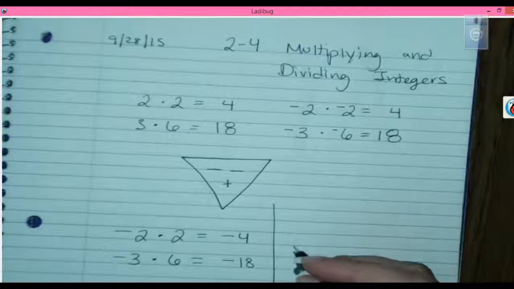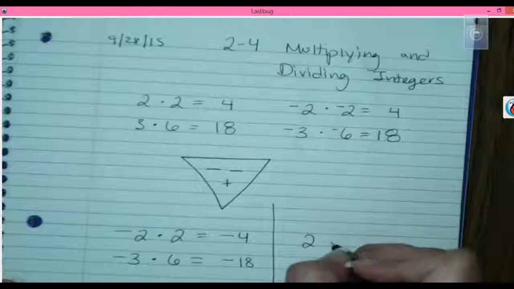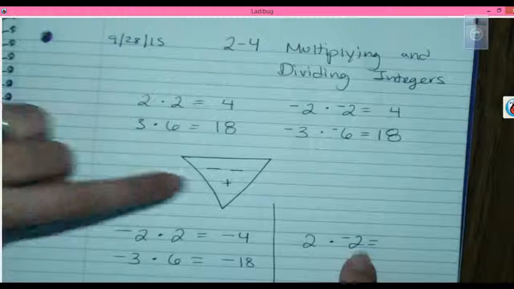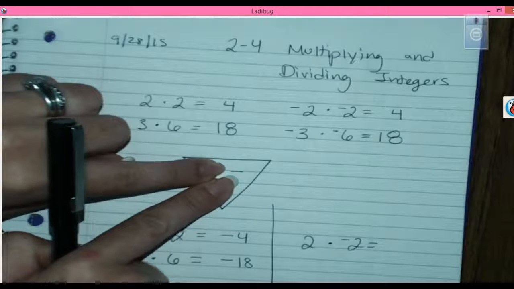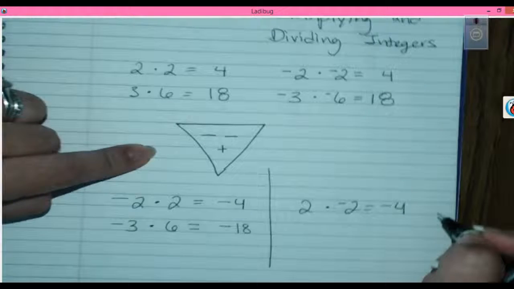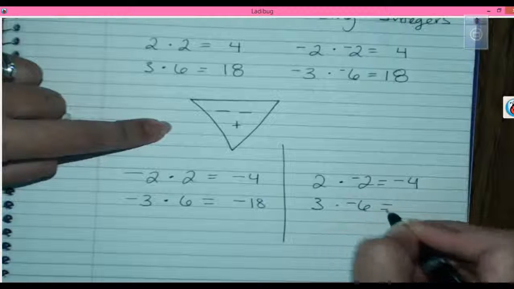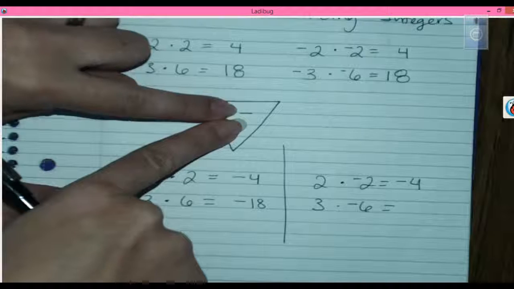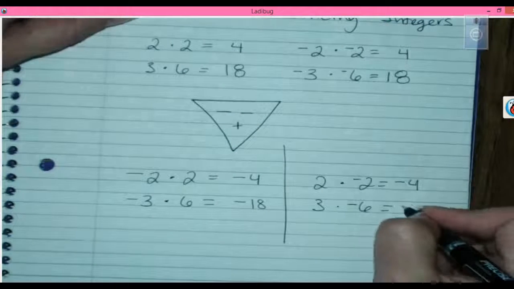What if we have a positive times a negative? Again, positive times a negative. We cover the positive, we cover the negative, and what are we left with? Negative. So our answer would be negative 4. What if we have 3 times negative 6? We have a positive and a negative, so our answer is going to be negative 18.